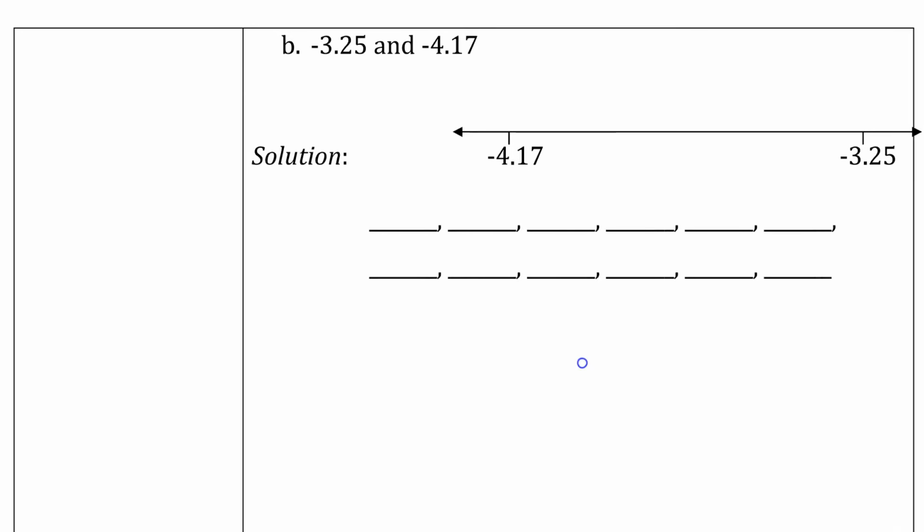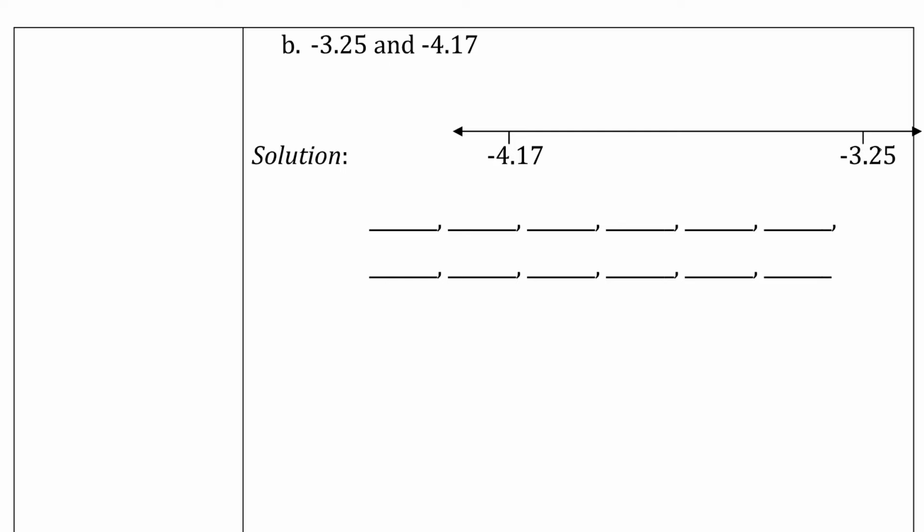And we're back! Welcome to question B. Now this one's a little bit tricky because we have negatives. So remember, our whole negatives are flipped on its head. 4.17 is bigger than 3.25 when we're talking about positive numbers, but in negative numbers, negative 4.17 is smaller than negative 3.25.